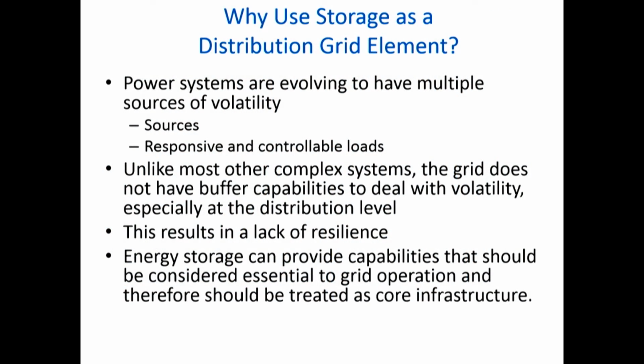We have changes occurring in the fundamental behavior of our distribution systems for a variety of purposes, and those changes are leading to volatility of both sources of energy and loads of energy. Volatility means lots of time variation. So they're not as well behaved as they used to be. And we have this interesting situation with our distribution systems. Unlike other kinds of complex systems, we don't have any buffering capability in distribution typically. At the bulk system level, we have some flexibility in terms of capacity, but at the distribution level, not really. So that results in a certain lack of resilience.